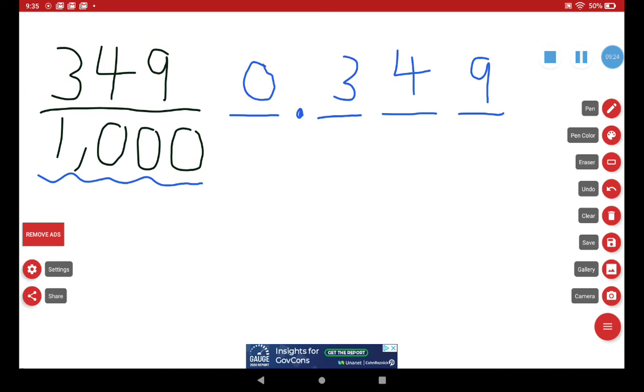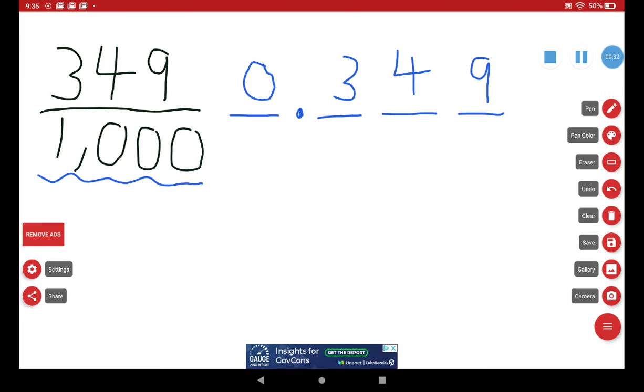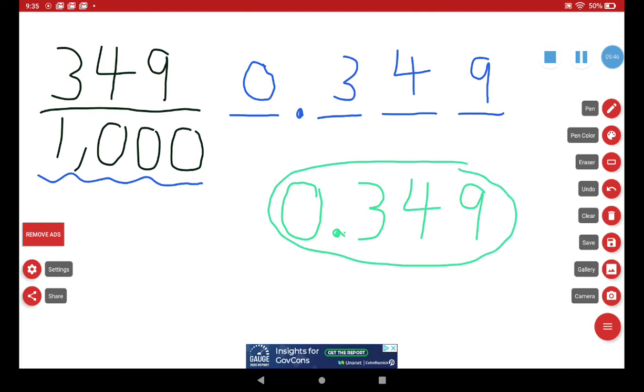So I would read this as 0 and 349/1000ths. So if I'm going to write my answer out, I do need the zeros that are to the left, so I need that 0, decimal point, 349. So I read this fraction as 349/1000ths. I read the decimal as 349/1000ths. All right, guys, go ahead and put that into practice on your assignment today.